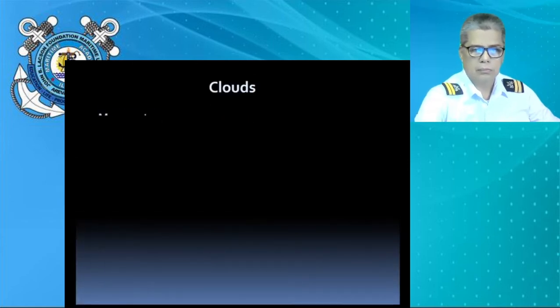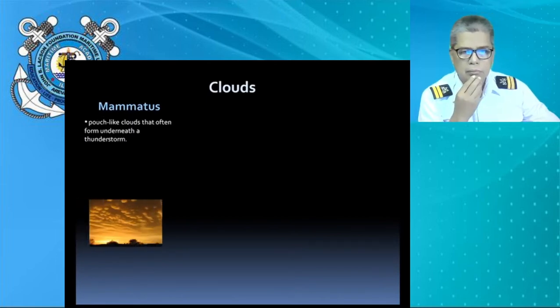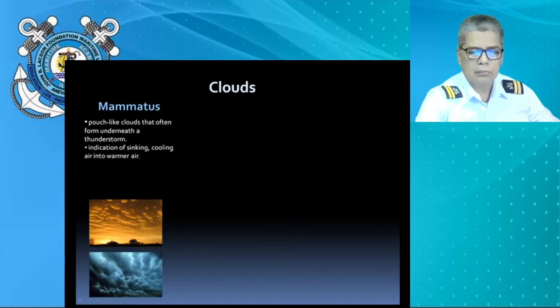Mammatus clouds are pouch-like protrusions that form on the underside of storm clouds. They indicate sinking cooler air moving into warmer air. They do not produce severe weather, but can indicate a storm that has or will become severe.